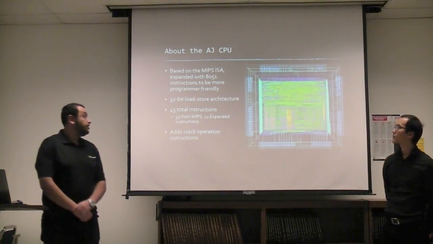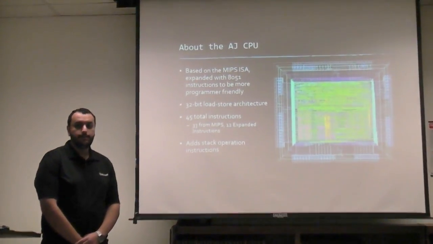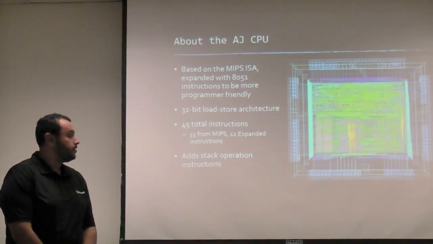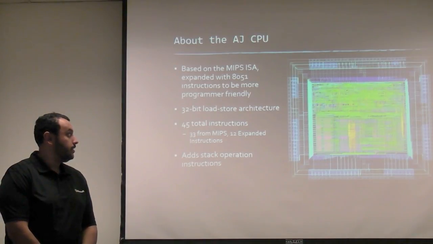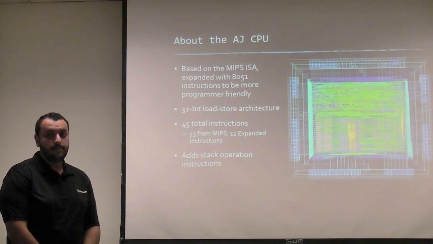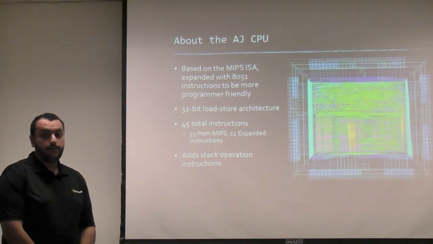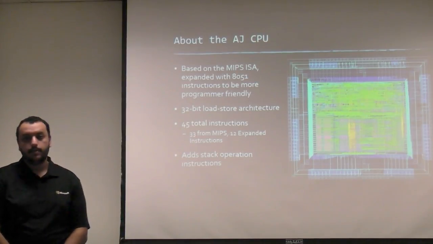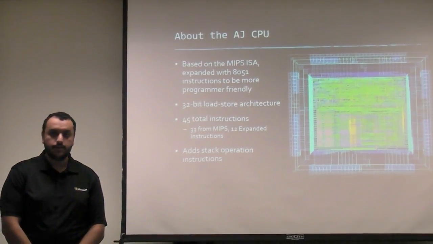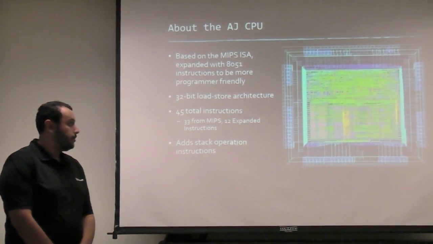So the AJ CPU is based on the MIPS ISA. It's been expanded with 8051 instructions. This allows our processor to become more programmer friendly, giving us some of these expanded instructions. It's based on a 32-bit load store architecture. Has 45 total instructions. 33 are from our MIPS baseline, and we have added 12 expanded instructions. And we have also implemented stack operations.